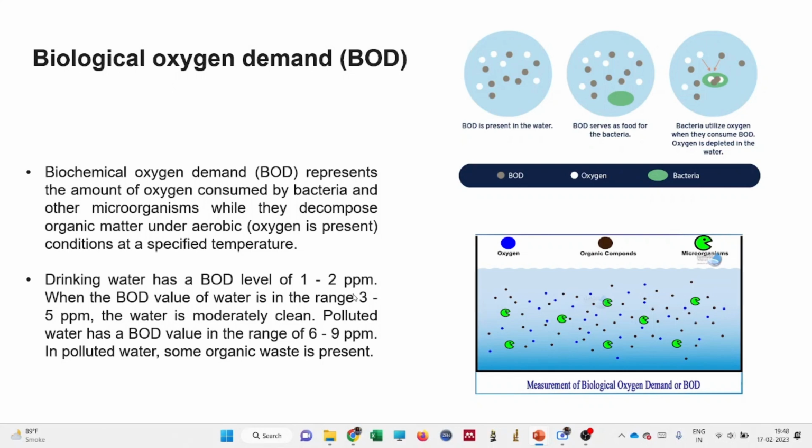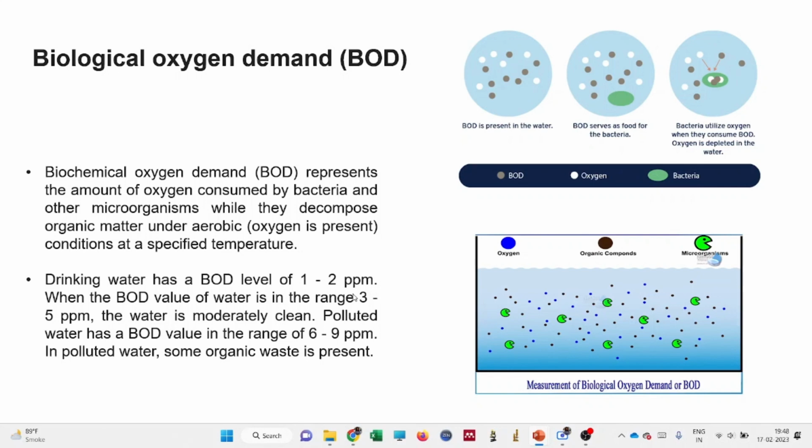Okay. So the significance of biological oxygen demand is that it is a measure of the amount of dissolved oxygen that is being used up by microorganisms as they break down organic matter in water. And the higher the biological oxygen demand, the more oxygen that is being used up and the more polluted the water is. So this makes biological oxygen demand a very important indicator of water quality.